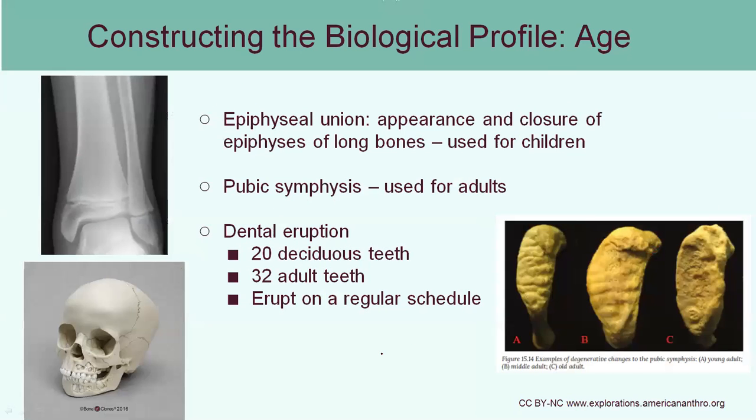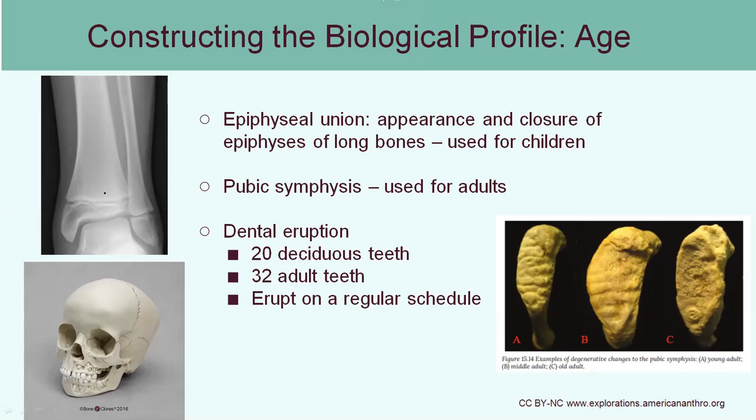Now let's take a look at age. So as I mentioned, if it's a child, we won't know if it's male or female, but we can still figure out their age fairly accurately. And that's because in children, there are certain features visible that are not visible in adult skeletons. So because children are still growing, there's something called the epiphyseal unions. That's basically the growth plates.